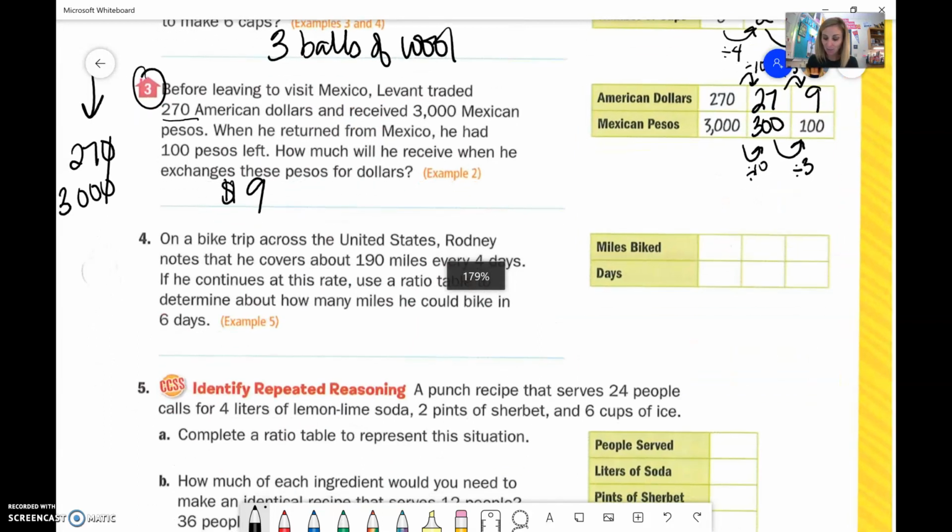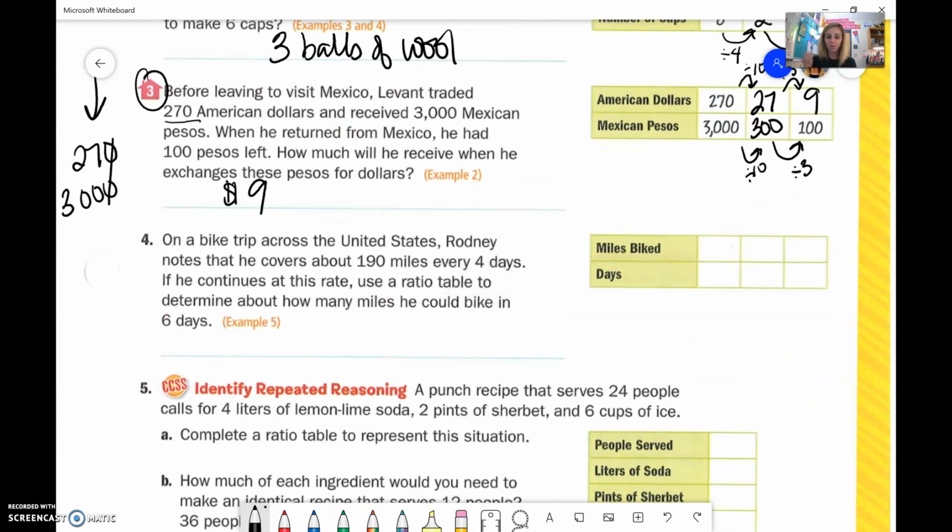Okay. This one we're going to fill in. On a bike trip across the United States, Rodney noticed that he covered about 190 miles, 190 miles biked for every 4 days. If he continues this rate, use a ratio table to determine how many miles he could get in 6 days. Okay, so notice that I have it lined up with my 6. Can I get from 4 to 6 by multiplying or dividing by a whole number? No. So I have got to scale back to scale forward.